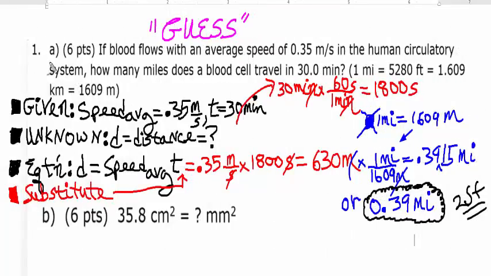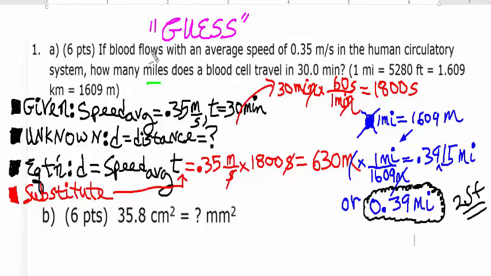Test 1, review problem 1A. If blood flows with an average speed of 0.35 meters per second in the human circulatory system, how many miles does a blood cell travel in 30 minutes?